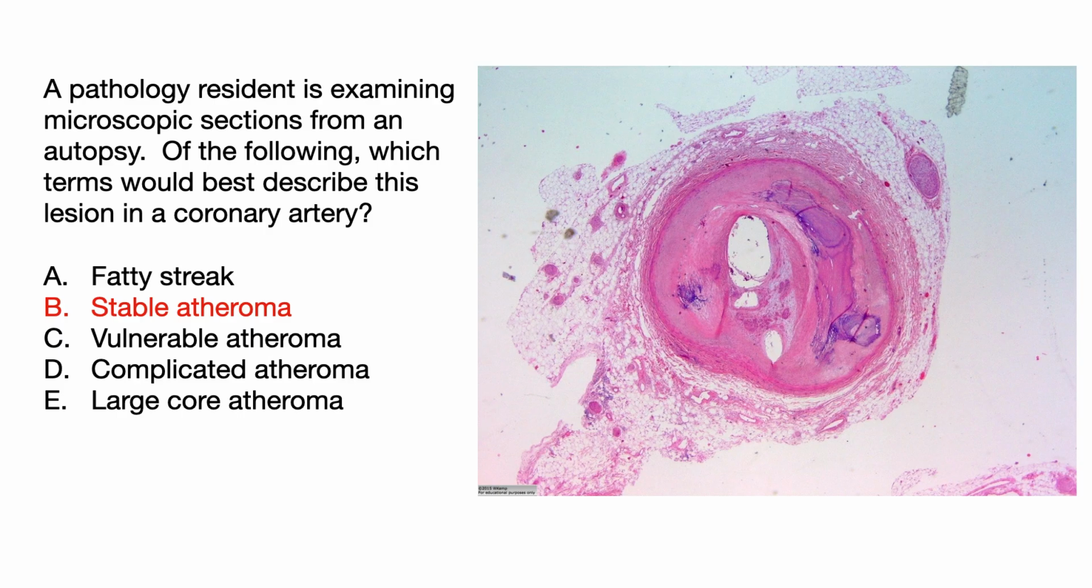Vulnerable would be as if it had a really thin fibrous cap, which this doesn't. Complicated would be if you had some type of acute change in it, so hemorrhage or thrombosis. Fatty streak: usually you see them in every vessel. They usually talk about it in the aorta, but there you just have a few foam cells in the intima, no significantly raised process. And then a large core atheroma, I just had to come up with 5 answers, so I put that out there. But a large core atheroma would be an atherosclerotic plaque of a blood vessel that's got a large atheromatous core.